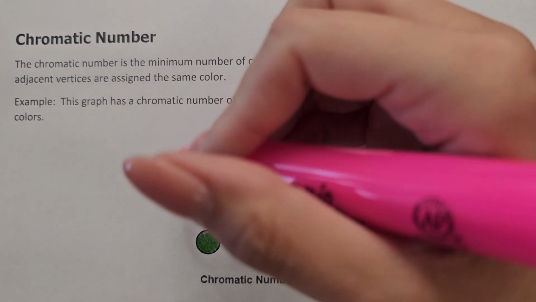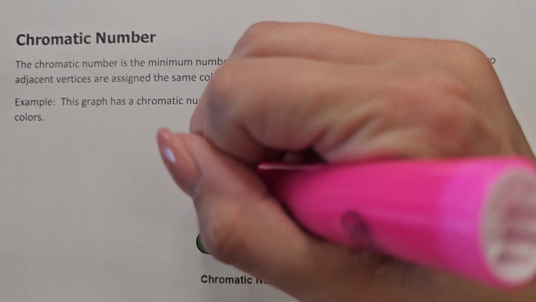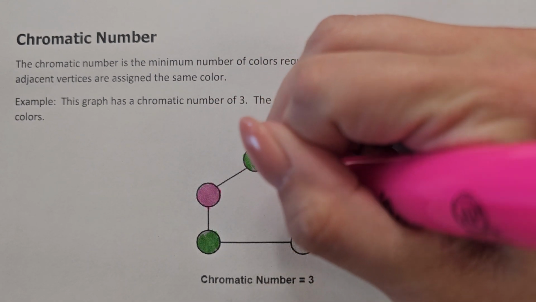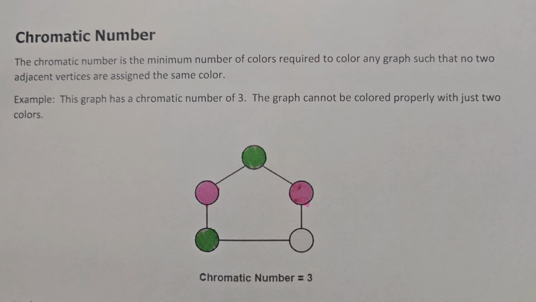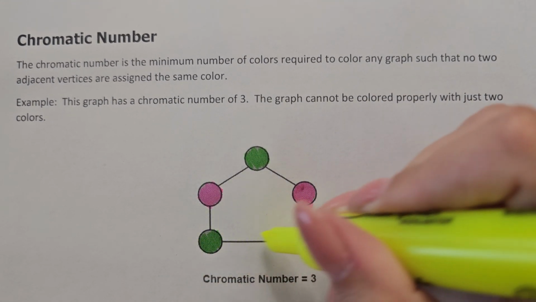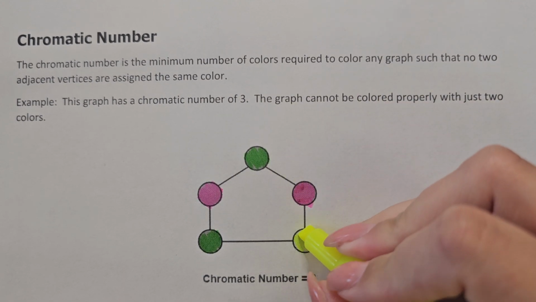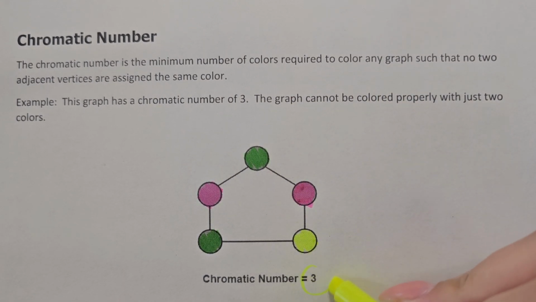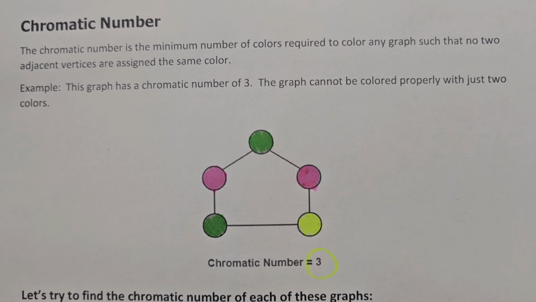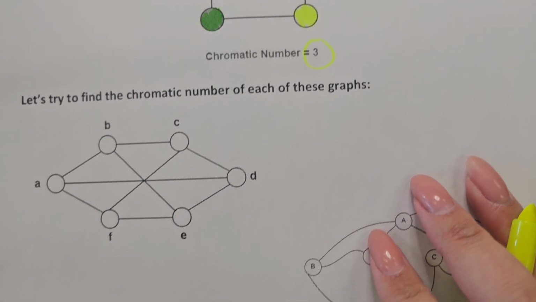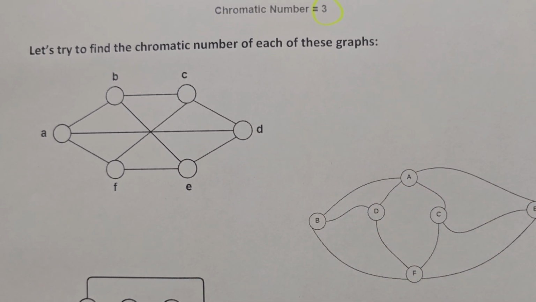And then these two colors are also the same. And that's also okay because they're not connected. However, we do need a third color here because this can't be pink and it also can't be green. So that's what makes this graph have a chromatic number of 3. So that means it can be done with 3 colors. So we want to try to find the least amount of colors necessary for these ones.